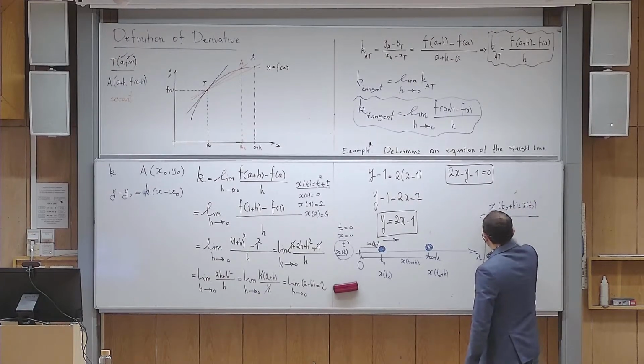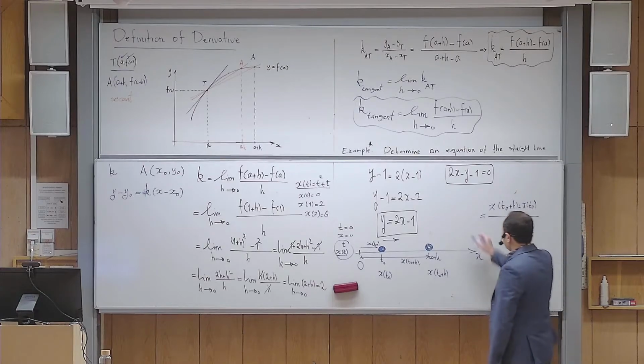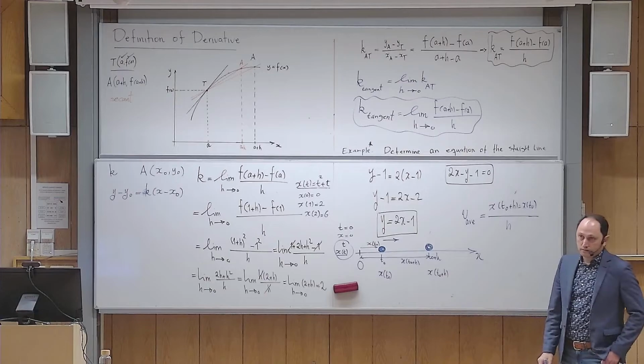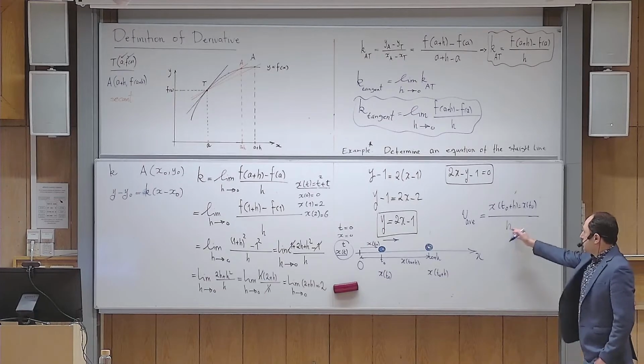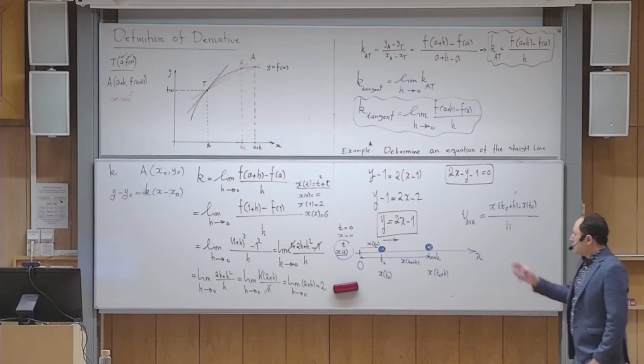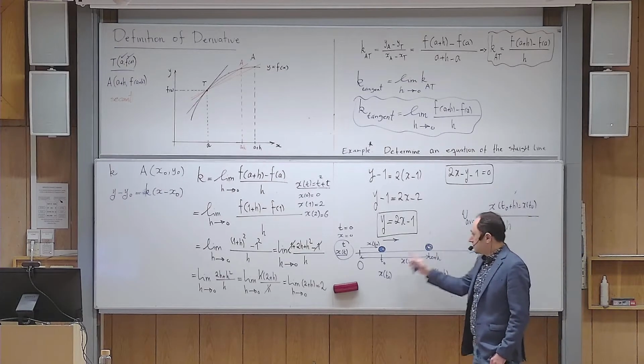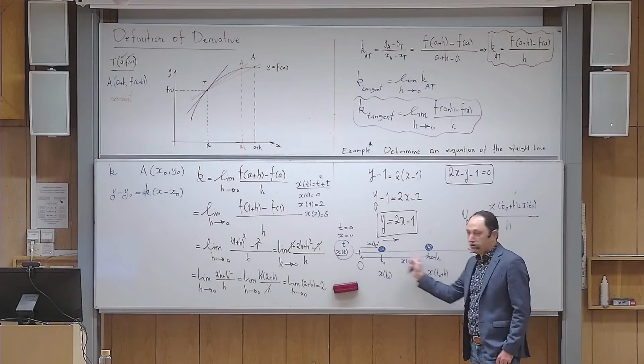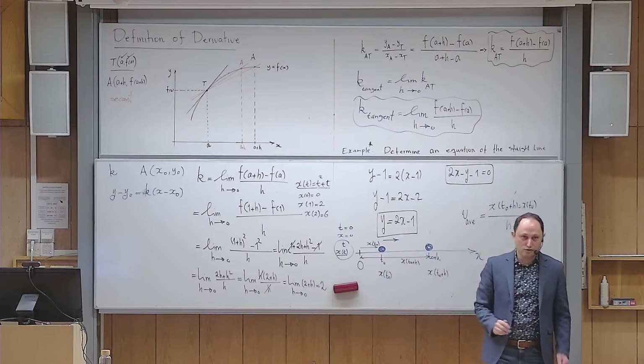So this is not the instantaneous speed. This is the average speed. Let me write V average. Okay? This is the V average. But how can I find the instantaneous speed at this particular time? By making this time interval shorter and shorter.